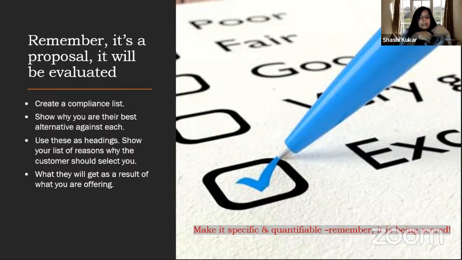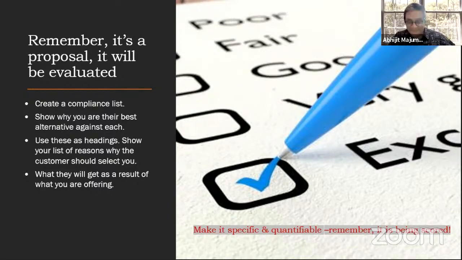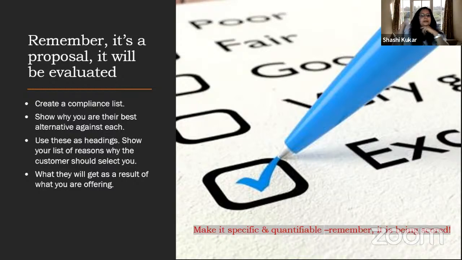You don't need a selection committee to throw your proposal into a dustbin. You will do it yourself, most of the time. For me, being harsh there, but yeah, that's the truth of the matter.